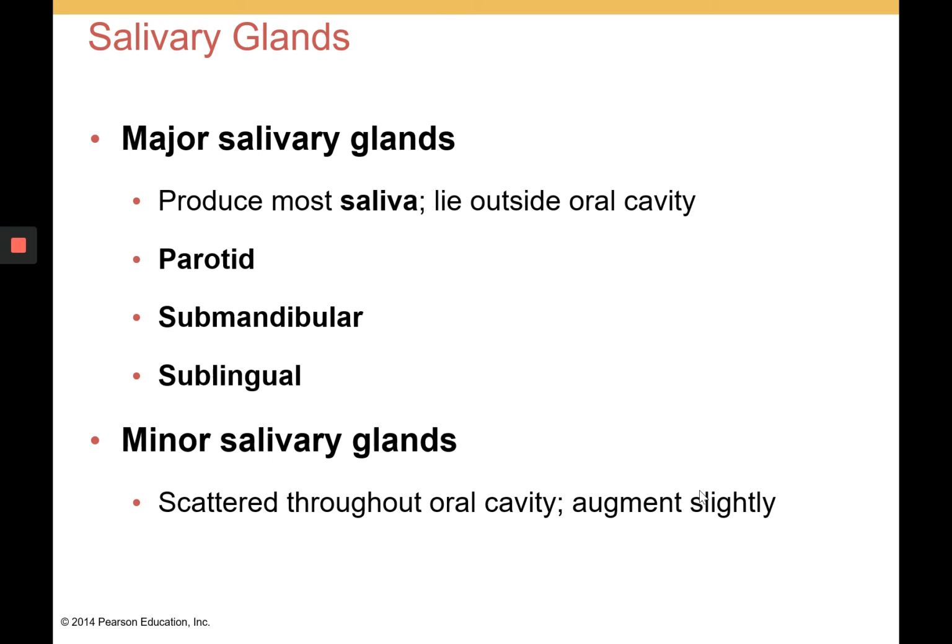You have 3 salivary glands, and next time we're going to talk about the salivary glands, the 3 types and what they produce, and what the salivary glands are responsible for.